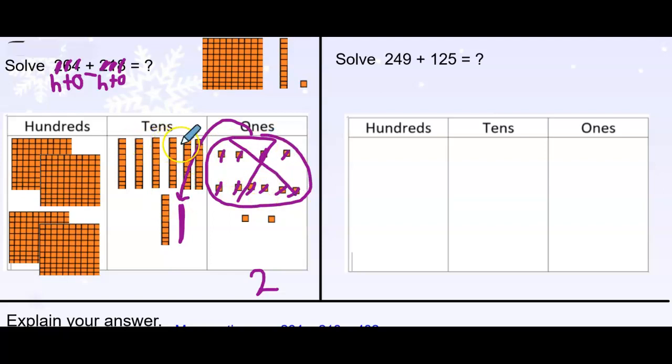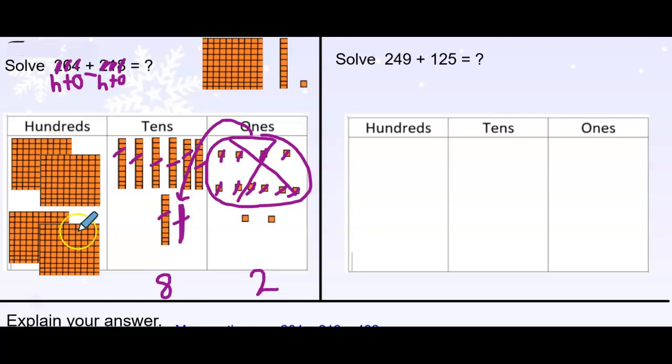Now let's count our tens. Can you help me? 1, 2, 3, 4, 5, 6, 7, 8 tens rods. So we have 8 tens. Remember, boys and girls, if we had 10 tens rods, then we would regroup. But anything less than 10 can stay where it is.